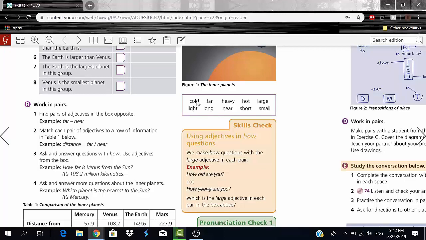Here we have cold. So obviously the opposite of cold is hot, okay? Already found a pair. And then we have far. What is the opposite of far, you guys? That's correct. It's near. So far away, near. And then we have heavy. The opposite of heavy is obviously light. Light here means something that doesn't weigh too much, and not light as in the sunlight, for example. Okay? So cold goes with hot. Far goes with near.